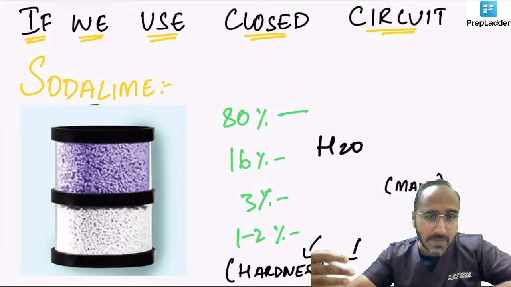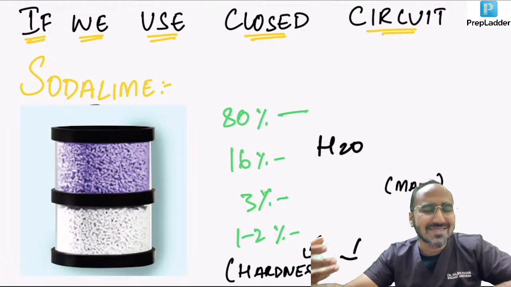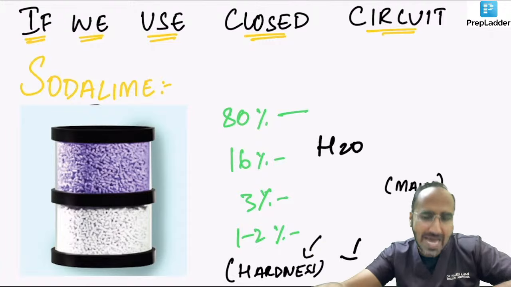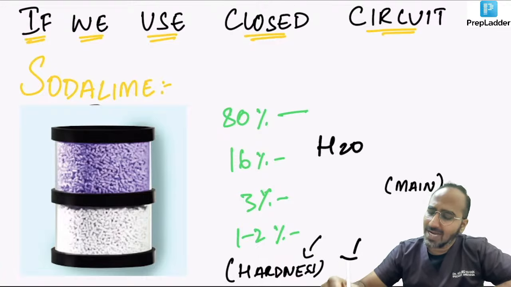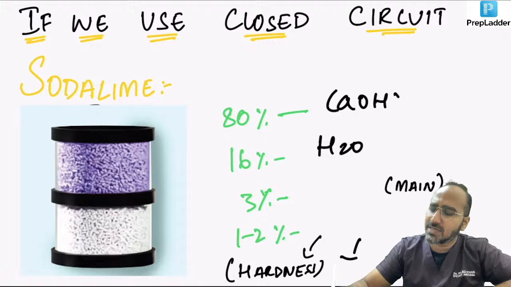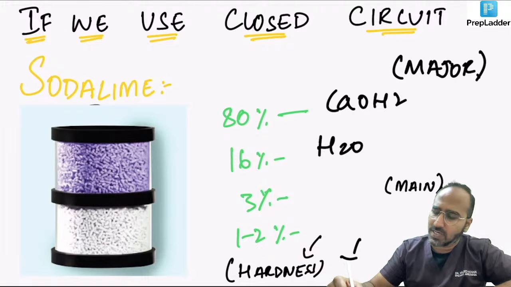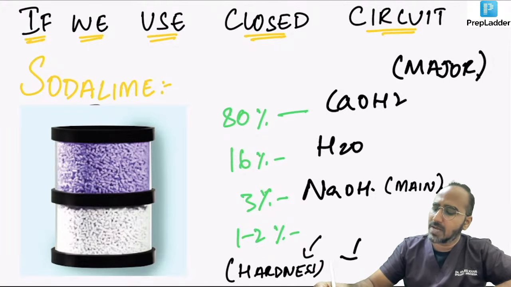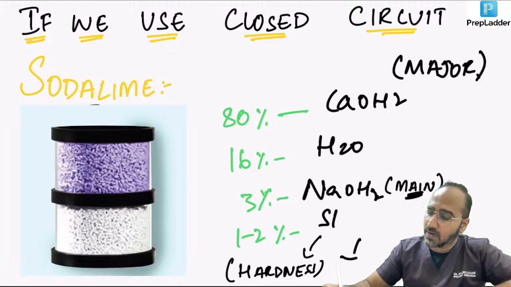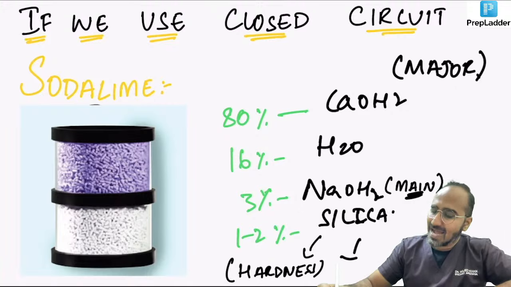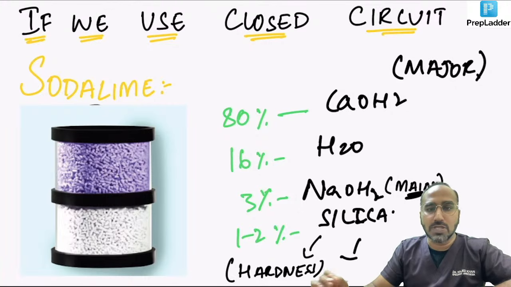Now, if you are ventilating the patient with a closed circuit, we use a thing called a carbon dioxide absorber. It could be two things, either soda lime or baralyme. Most commonly we use soda lime. Now, what are soda lime granules made up of? 80% of soda lime granules are made up of calcium hydroxide, which is the major component. 16% is water, 3% is sodium hydroxide. Even though it is 3%, it is a main component without which soda lime cannot be formed. And 1 to 2% is silica, which just makes the soda lime granules hard.